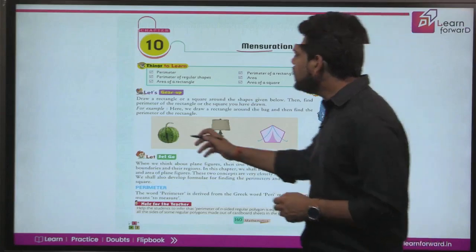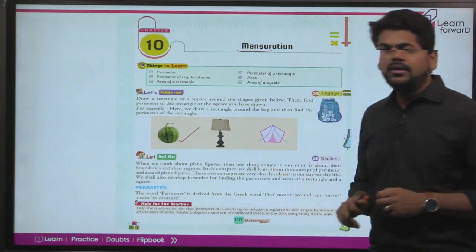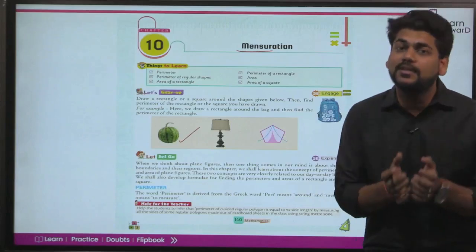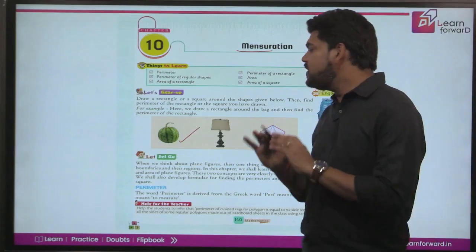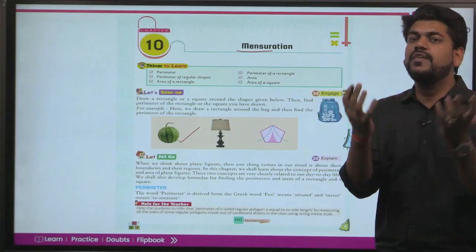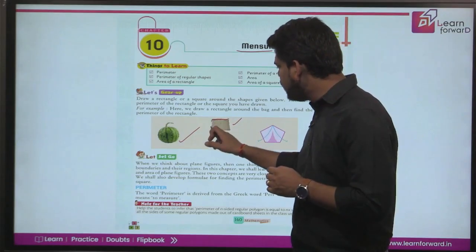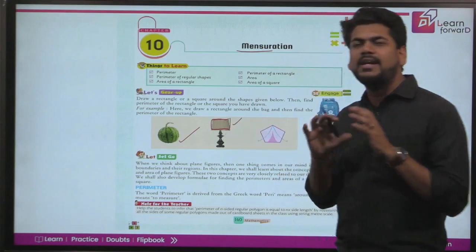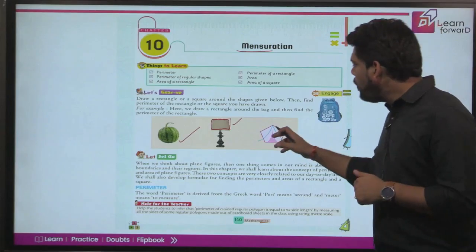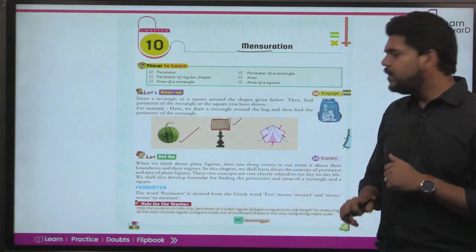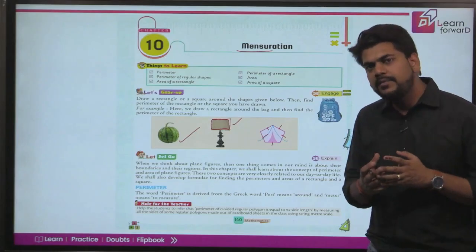So what is this shape? Tell me first. If we take it as a 2D shape, then it seems to be a circle, right? But if we take it as a 3D shape, it's a sphere. What is this particular shape? It seems to be a kind of rectangle, right? How many sides are there in this shape? Five sides are there. So it is a pentagon, right?